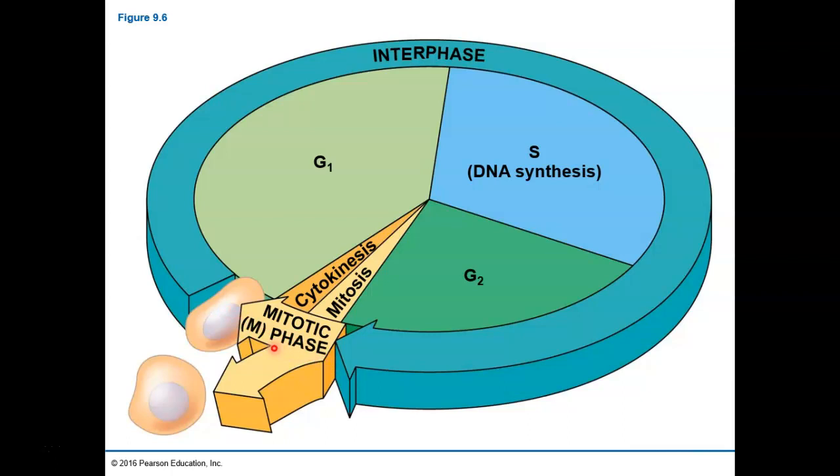Roughly in human cells, the cell cycle, which would be this entire circle, is about 24 hours, and the mitotic phase takes place in about an hour. So much shorter time for mitotic phase than for everything else that's occurring.